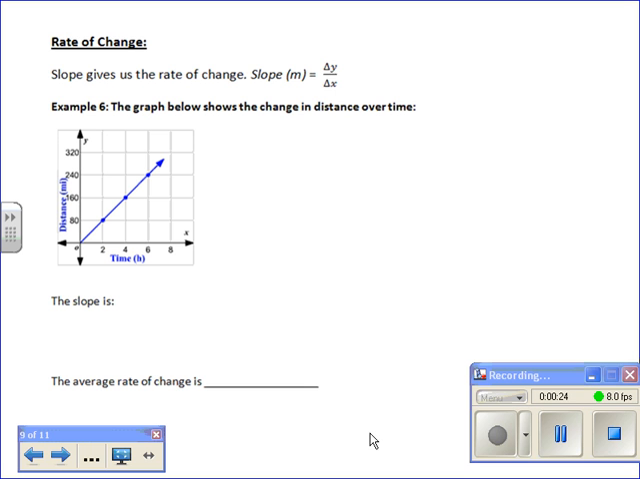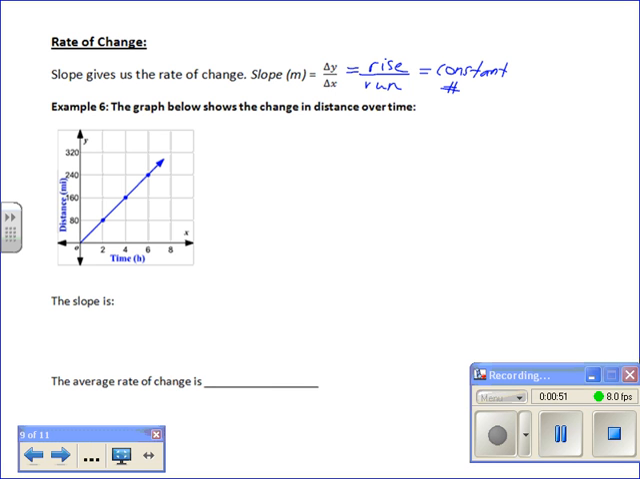Slope is always giving us a rate of change. A straight line has a constant slope. So we're figuring out what is the constant change in y with x. Slope is equal to the change in y over the change in x, which is just the rise over the run. And if it's a straight line, this is always a constant value. So we're always going to get a number here.